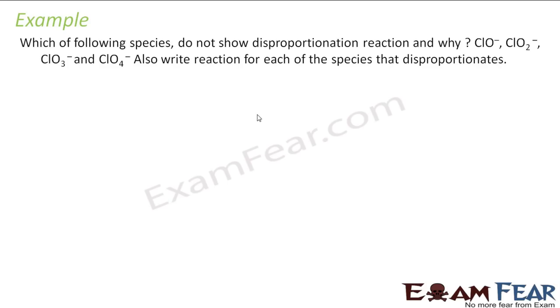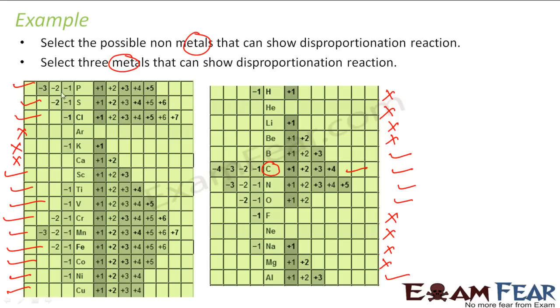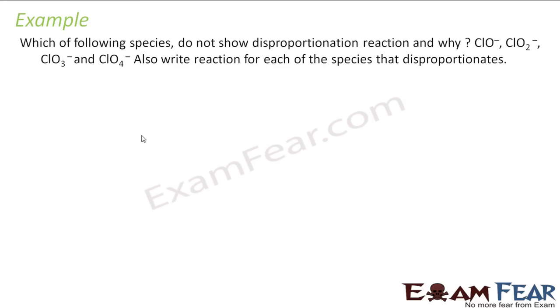See, first thing, in all these we have chlorine involved, right? And for chlorine, what is the range? Let's see that. For chlorine, we have seen the range is from -1 to 7, correct? So let's write the range. For chlorine, the range is -1 to 7. So let's see the oxidation state for all.